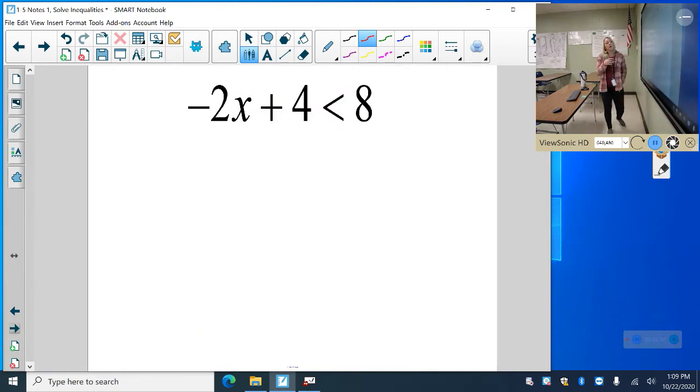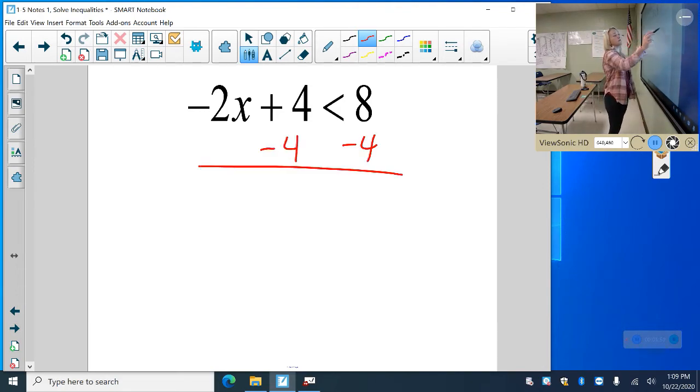All right, so we want to go ahead and solve an inequality exactly like you would solve an equation, except now you just have a less than symbol instead of an equal sign. So if I were to solve this, I'm going to subtract 4 from each side to get rid of your addition and subtraction. So I'm left with negative 2x is less than 4. And then I'm going to divide both sides by negative 2.